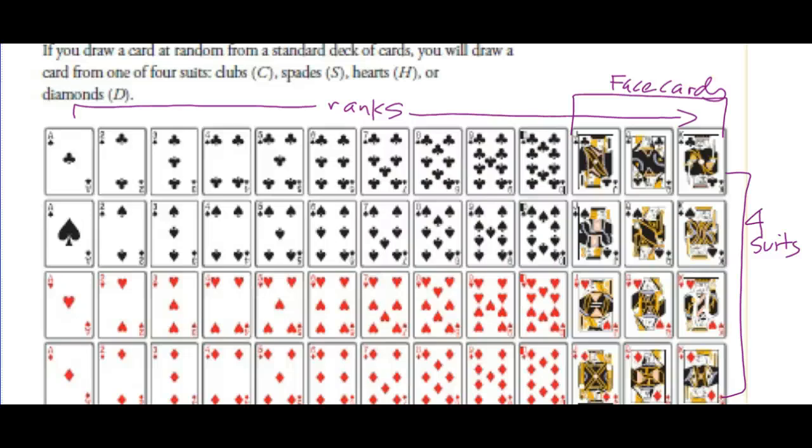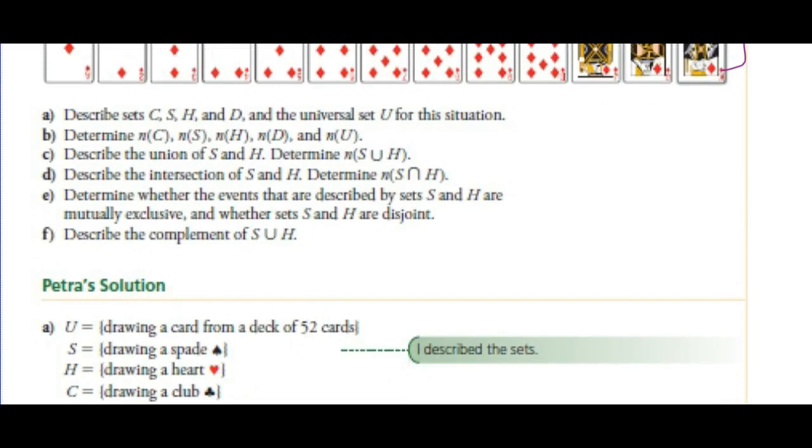How many cards are in the union of spades and hearts? 26, right? It's 13 in each suit. So there are 26 cards. This is the number in S union H. Another way we could say that is the number in S or H. It's a spade or it's a heart. There are 26, 13 in each.